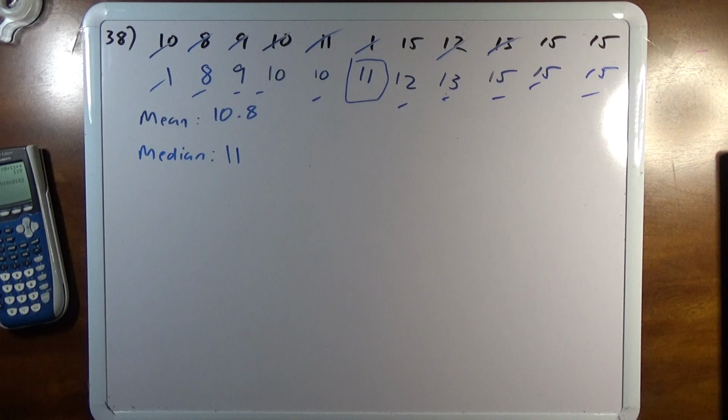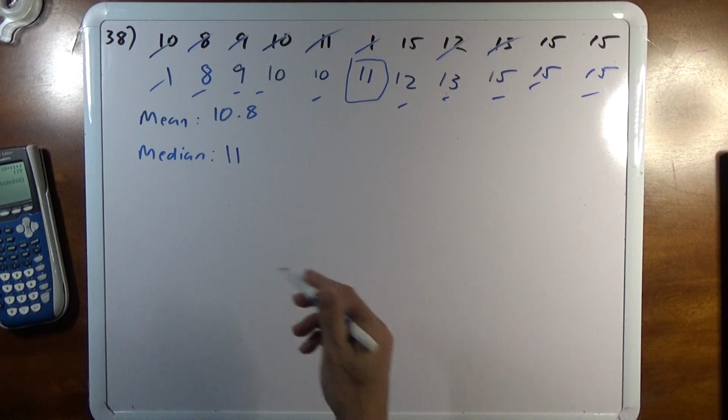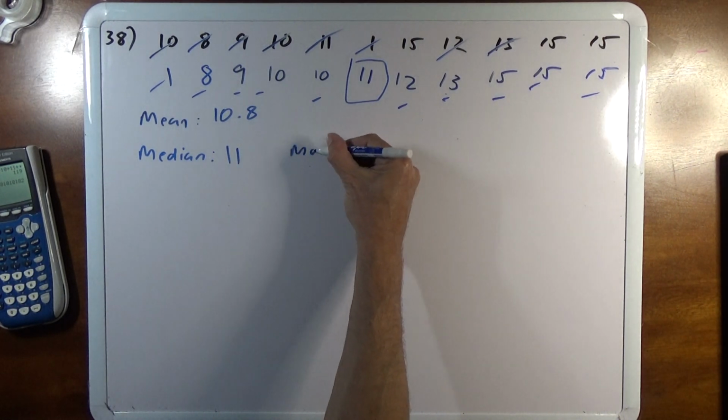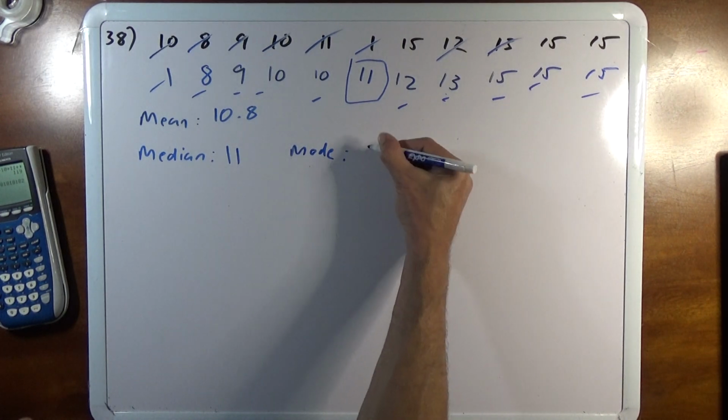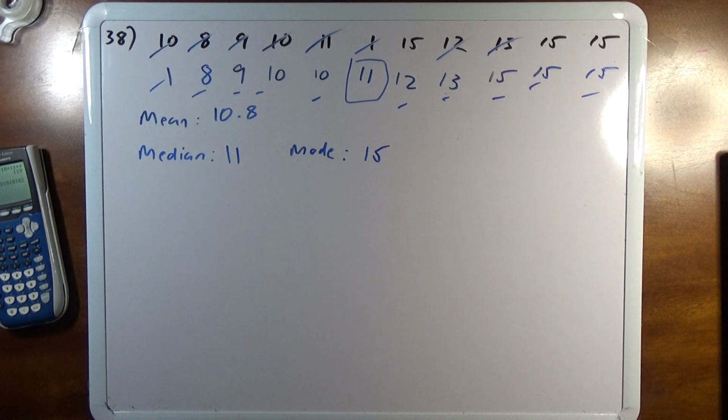Mean, median, and mode. The mode will always, unless there is no mode, appear on the list, because the mode is the number that appears most frequently, and that number is 15. It appears 3 times, and our mode is the number that appears the most often, so that's 15.